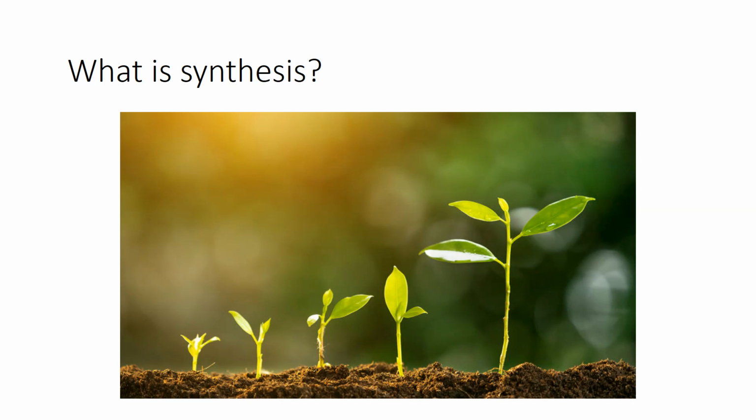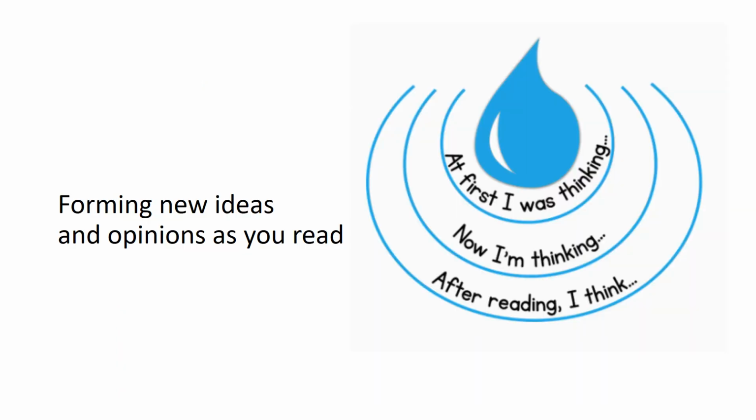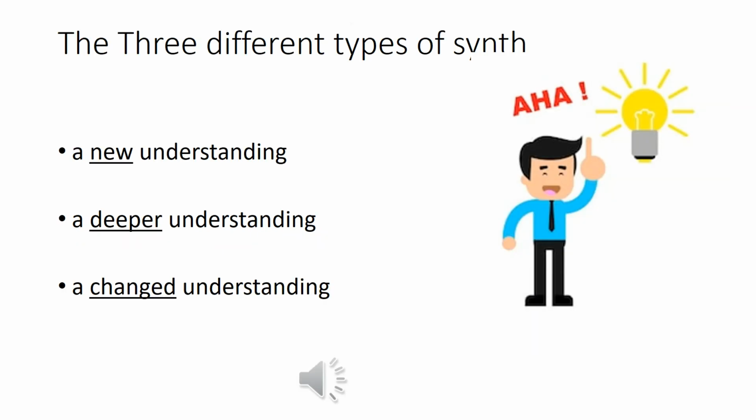into using synthesis. Sometimes it helps to think of a ripple on the surface of the water. At first, the stone falls and makes a small circle. That's your initial thought. As you read through the text, that thought grows and changes in shape. After you finish reading, your opinion might be very different to when you started.